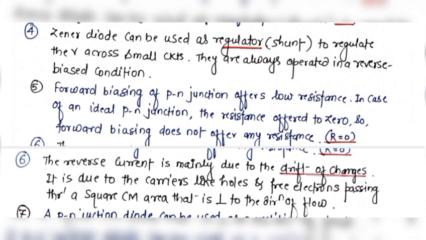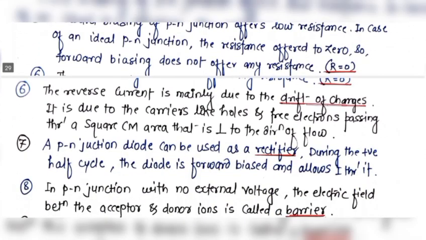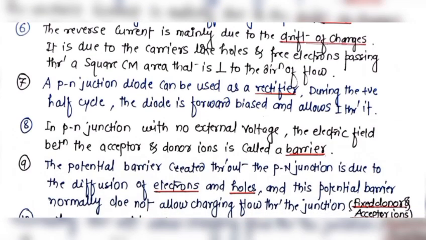Forward biasing of PN junction offers low resistance. In case of an ideal PN junction, the resistance offered is 0. So forward biasing does not offer any resistance. R is equal to 0.